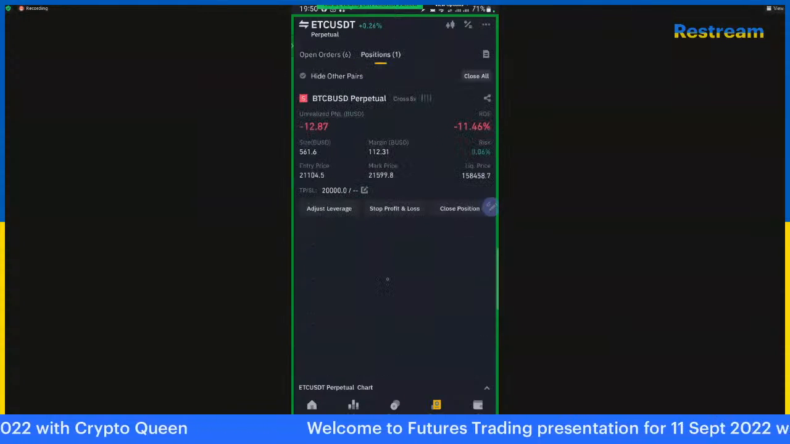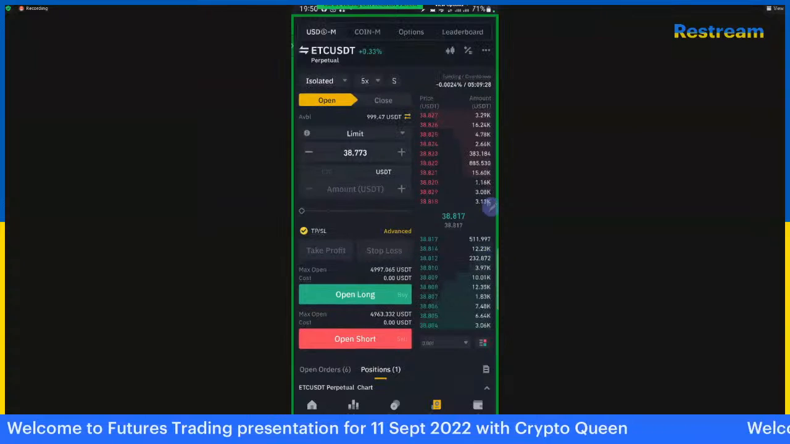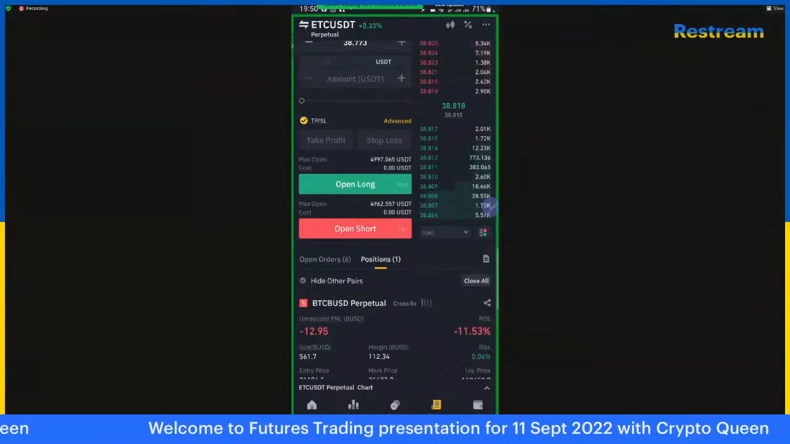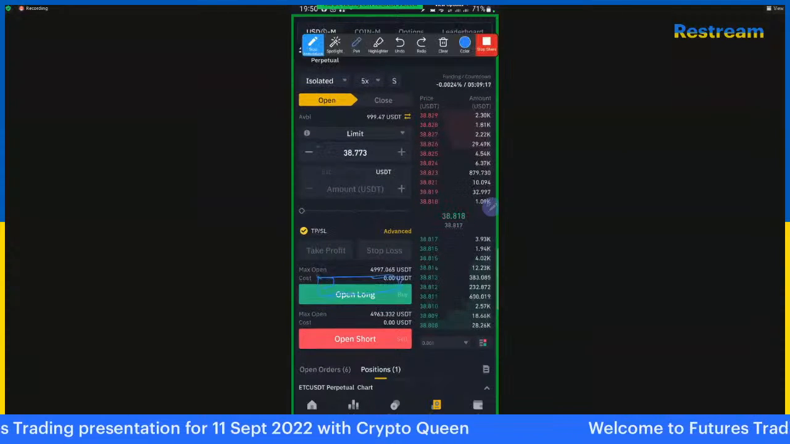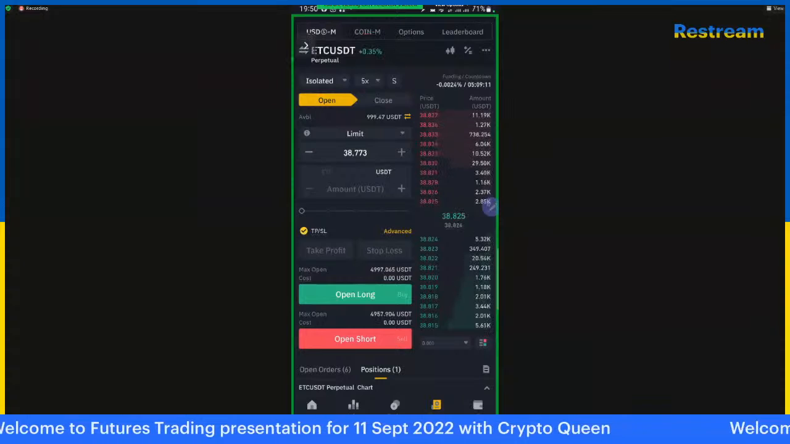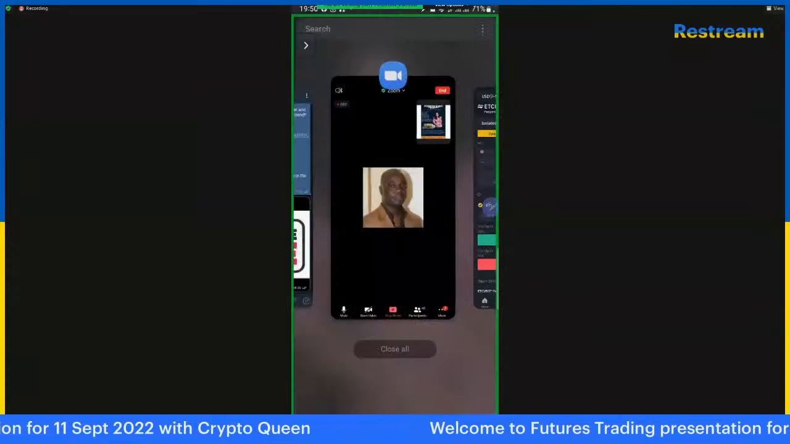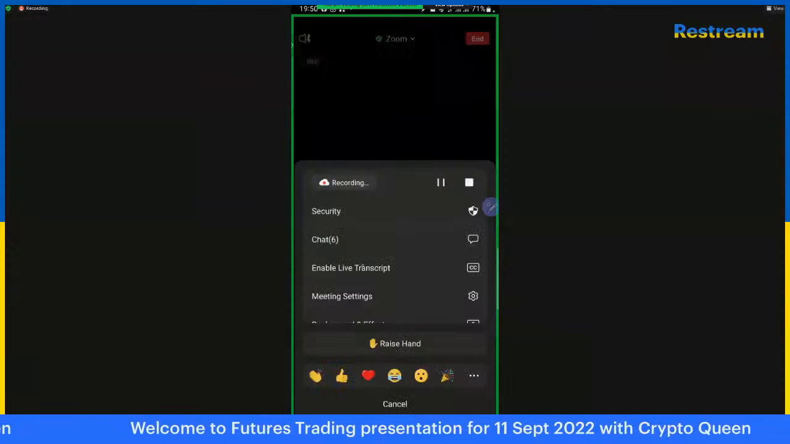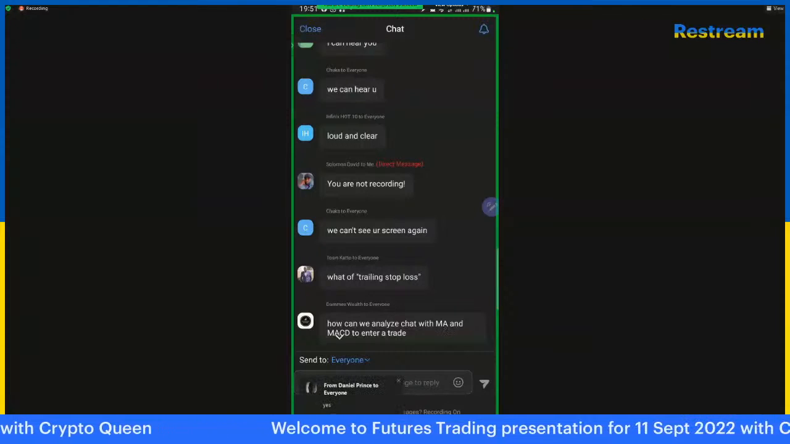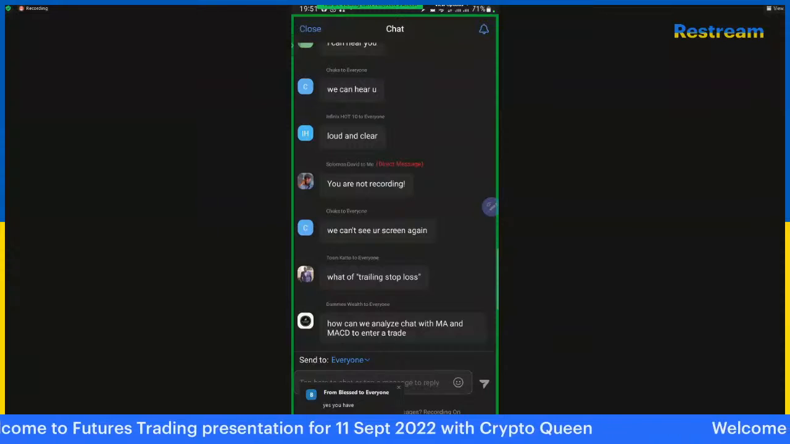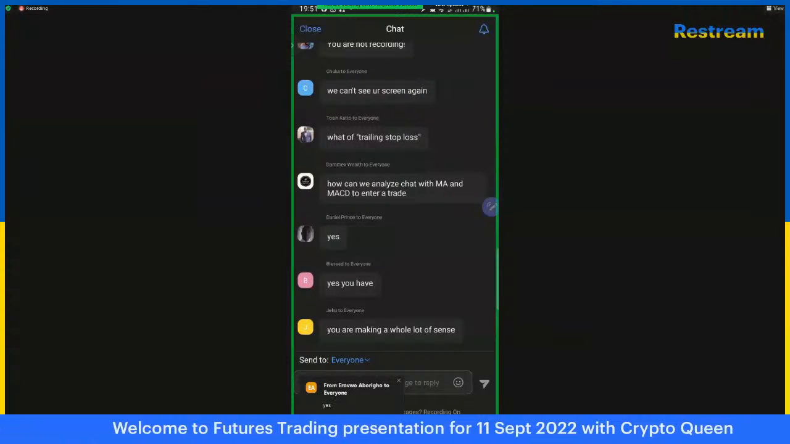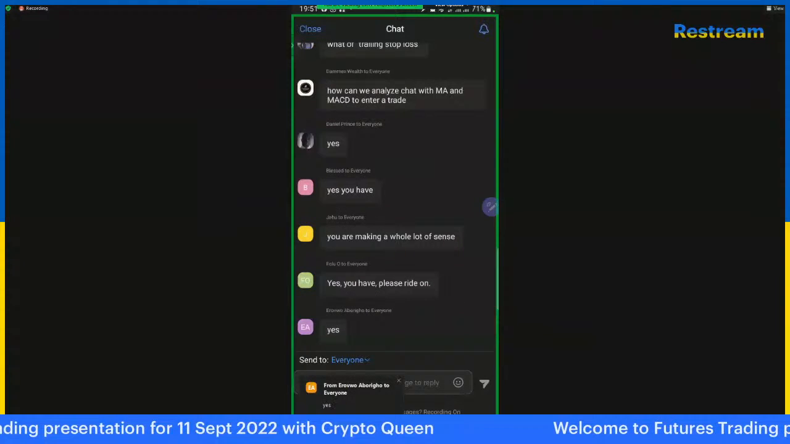I don't know about so far. If you have any question, I'm going to quickly show us where we will set our hedge mode. I don't know if you have any questions so far. So far, so good. I just want to know if I've been making sense in the chat box. Please let me know. Have I been making sense, please? How can one analyze charts with MA and MACD? Sure, I'm going to look at that.